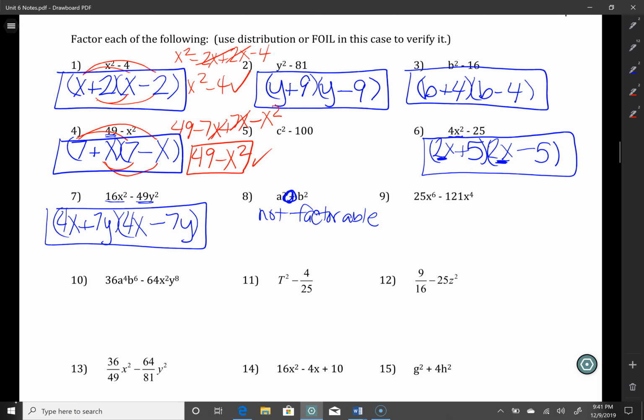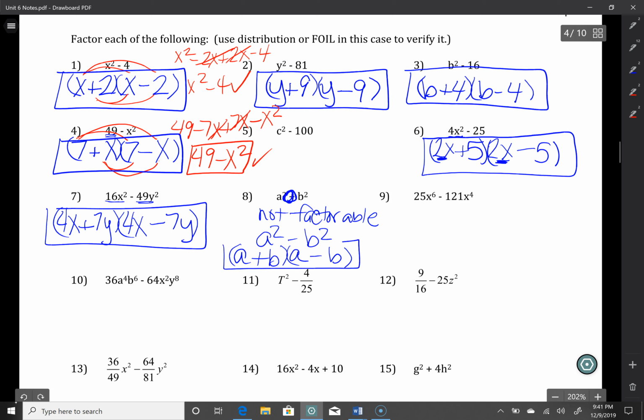Now, what would be factorable if I had a squared minus b squared? That would be factorable. So even though there are no numbers in that binomial, we can still factor it. So if you write that one in, think what times what is a squared? Hopefully you all think a times a. And what times what is b squared? That would be b times b. One gets a plus, one gets a minus, and that would FOIL out to give me a squared minus b squared.